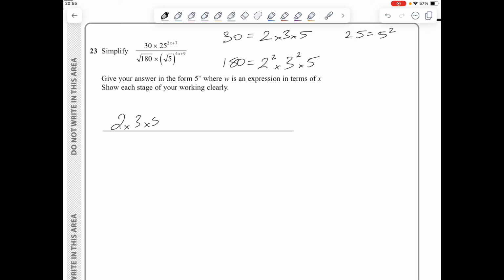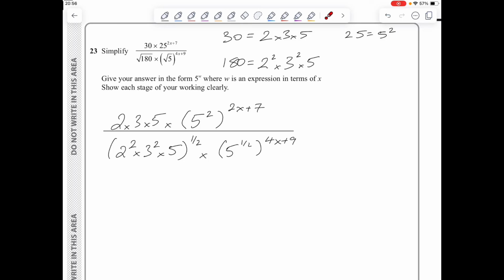2 times 3 times 5 times 5 squared, to the power of 2x plus 7. And in the denominator, I have 2 squared times 3 squared times 5. Now the square root of that is the same thing as saying to the power of a half, times 5 to the half, and everything to the power of 4x plus 9. Now I will multiply these powers, and here the half applies to all three powers. The power of 5 is 1, so let's do that.